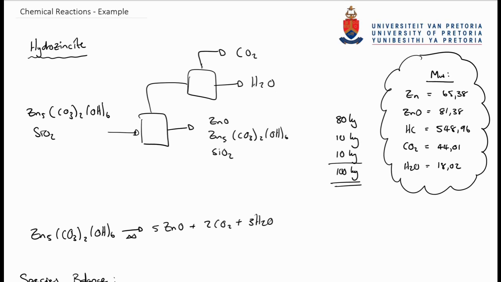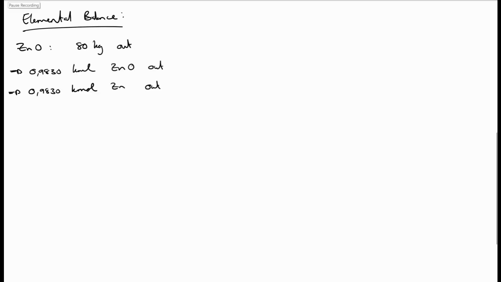And if we look at this, we have zinc here and we have zinc there. So only in 2 of the streams do we have zinc. So this will make it a much easier elemental balance to do. Let's thus start with a zinc elemental balance, where we have 80 kilograms of zinc oxide going out of the system, which is equal to 0.9830 kilomoles of zinc oxide going out, but also the same amount of kilomoles of zinc going out, seeing that 1 mole of zinc oxide contains 1 mole of zinc.